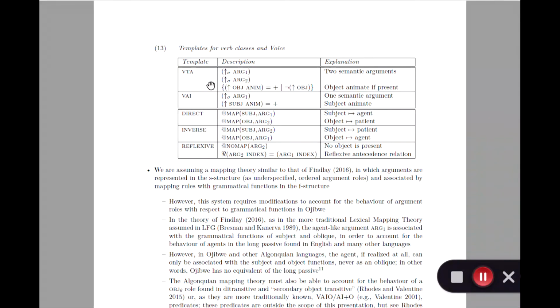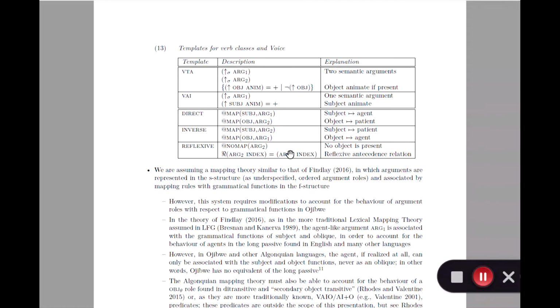And so the VTA template says that in the semantic structure, you have two arguments: an agent-like argument and a patient-like argument. And it says that if you have an object in the f-structure, it's going to be animate. The VAI one calls one semantic argument and says that the subject is going to be animate. And then the mapping between the f-structure grammatical functions and the s-structure arguments is accomplished by these direct, inverse and reflexive templates. So direct says that the subject maps to the agent and the object maps to the patient, whereas inverse is the opposite situation, where the subject maps to the patient and the object maps to the agent.